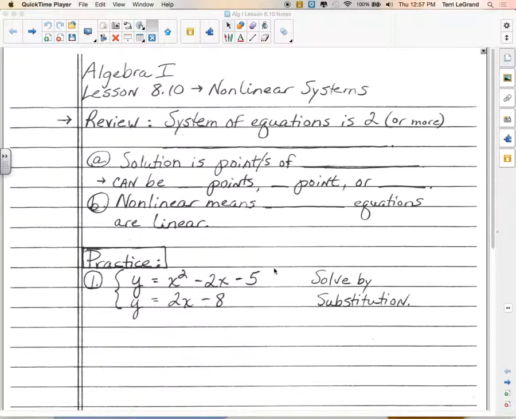Is, I can solve a nonlinear system of equations using substitution. We learned how to solve a linear system of equations back in chapter 5. We learned how to solve them by graphing, by substitution, by elimination. So now we're going to solve nonlinear systems of equations, and it says we're going to use the substitution method.